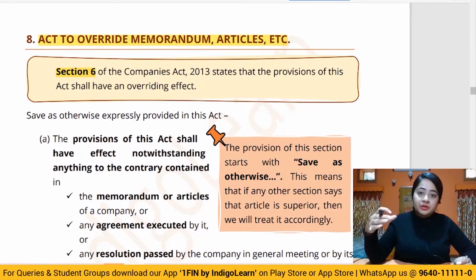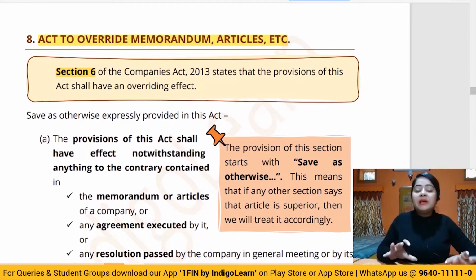Okay, so the Companies Act overrides. It is superior to the memorandum, articles, resolutions, agreements that are passed by the company, right? So all the documents that are executed by the company, memorandum, articles, they should be as per the Companies Act. Otherwise, they will not prevail. The Companies Act is going to prevail if there is any contradiction between the Companies Act and the memorandum or the articles of the company, right?